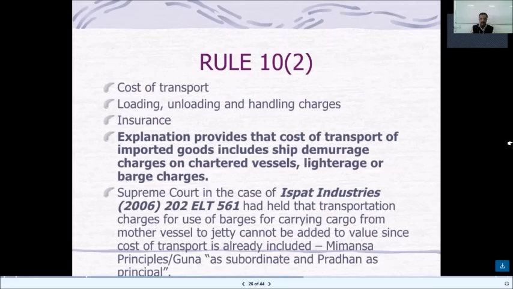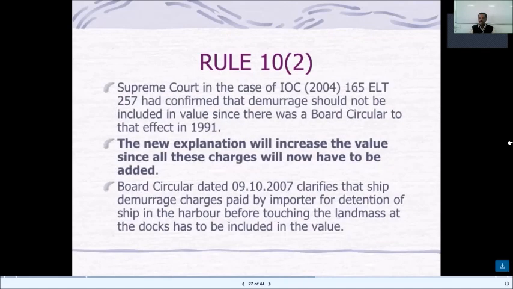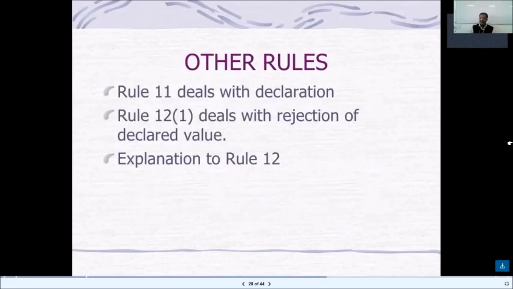Rule 10, clause 2. Cost of transportation, loading and unloading and handling charges to be paid. Insurance to be added. Explanation provides that cost of transportation of imported goods includes ship demurrage charges and chartered vessels, lighterage or barge charges. So the new explanation will increase the value since all these charges will now have to be added. The other rules, valuation rules 11 and 12.